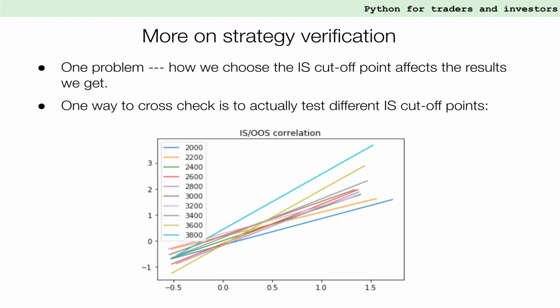However, one problem is that depending on how we choose a particular cutoff point for our in-sample data length, the results may look widely different. One way to cross-check if this is the case is to loop through a number of different cutoff periods. The figure shows that we get consistent behavior for different periods for Oracle. Of course, we can also do this for multiple companies.